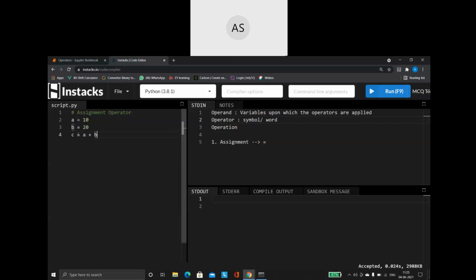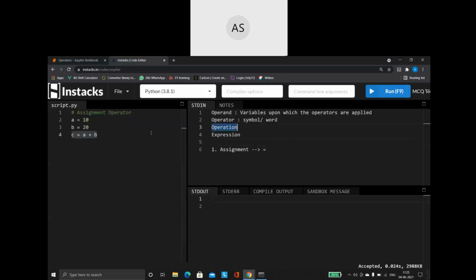Which are the operands here? The operands are A, B and also C, because C is also a variable here. And what are my operators? Plus is an operator, an arithmetic operator, and equals to is an assignment operator. This entire thing together, I call an expression.